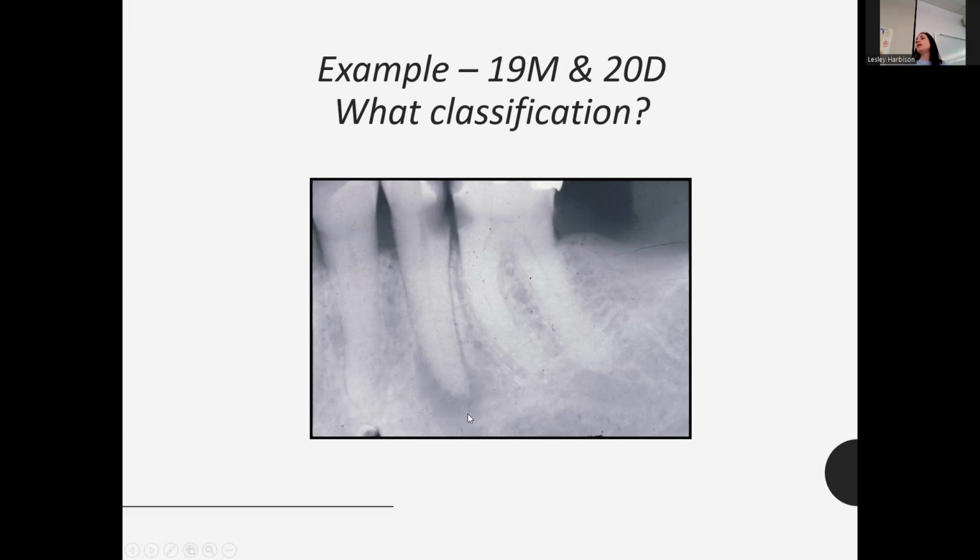What do you see down in here? You see some radiolucency. So this is a periapical radiolucency or an abscess down here. And look how close this decay is to the pulp. So this tooth needs a root canal.